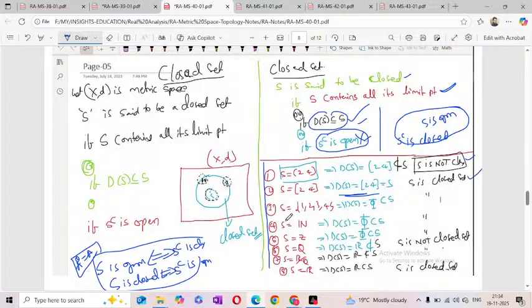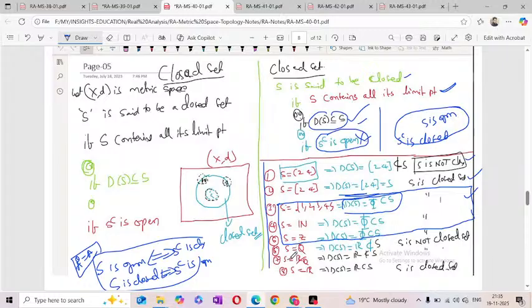Next one, S is equal to {1, 2, 3, 4}. The derived set is the empty set, and the empty set is a subset of S. So this S is a closed set. Next one, S is equal to the natural numbers, and the derived set of S is empty, so it is a subset. So finally the conclusion is: for finite sets, integers and natural numbers, the derived set is the empty set. So the derived set is a subset of S, so these all are closed sets.